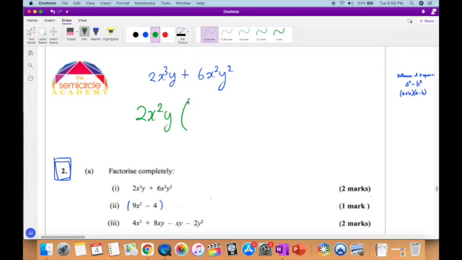Just x alone. Yes, x alone. So 2x squared y multiplied by x will give me this. Plus, and what do you think this one is going to be? 2x squared y multiplied by what will give me this? 3. Yes, 3, so 2 threes are 6. I have the x squared already, and then y times y will give me y squared. And this is your answer. You just factorized it. Nice.